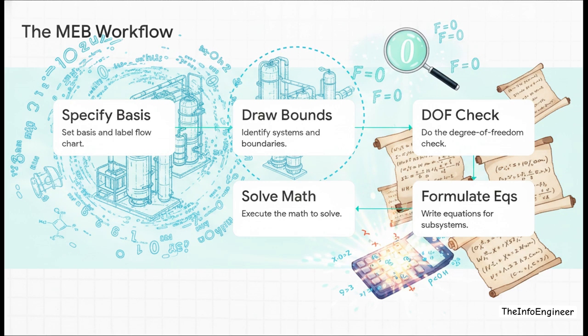Step 2, visually identify your systems by drawing those dashed boundaries. Step 3, perform that degree of freedom sanity check. Demand that it equals 0. Step 4, write out your input-output equations based on those boundaries. And only then, in Step 5, do you execute the math to solve it. Follow this workflow, and I promise you, you won't get lost in the algebra.